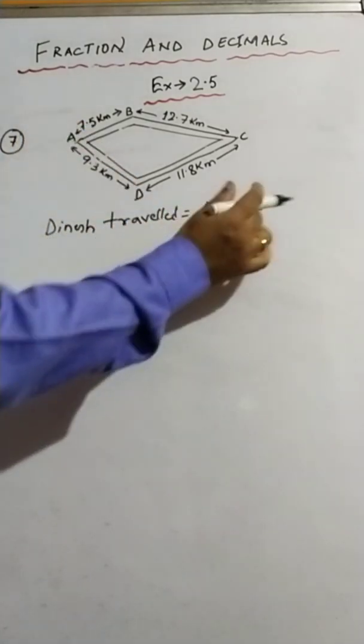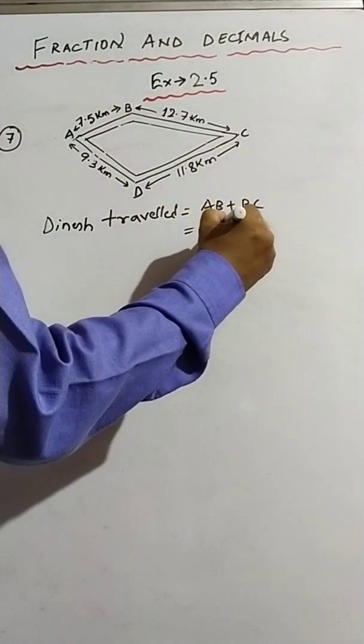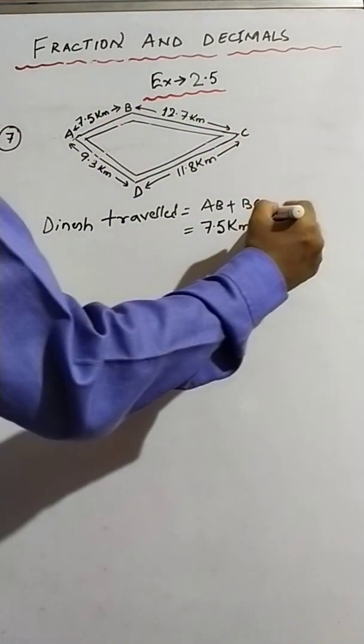Fine. So Dinesh traveled how many kilometers then? What is the length of AB? AB is 7.5 kilometers, it is given. Okay. And what is the distance from B to C? It is 12.7 kilometers.